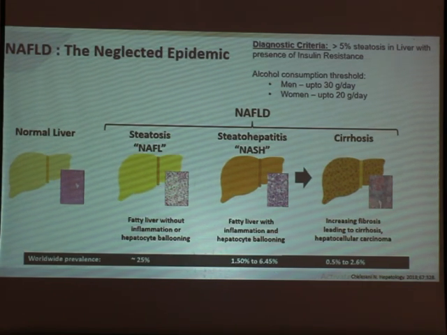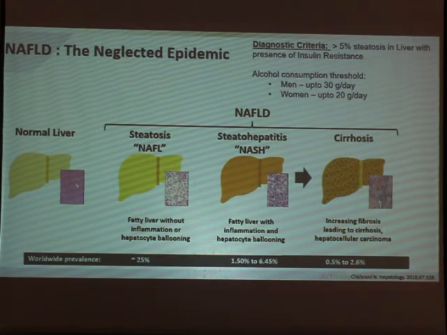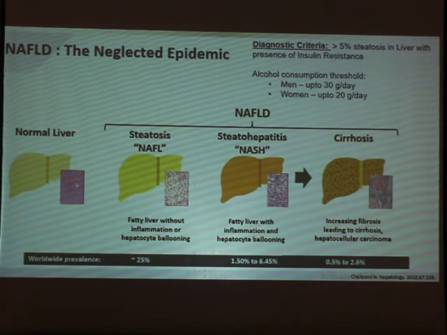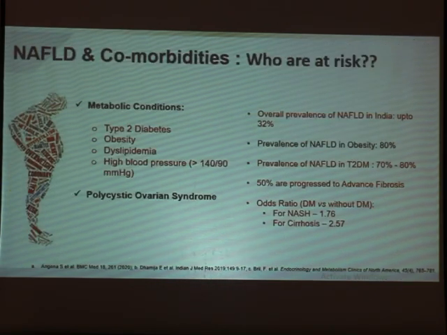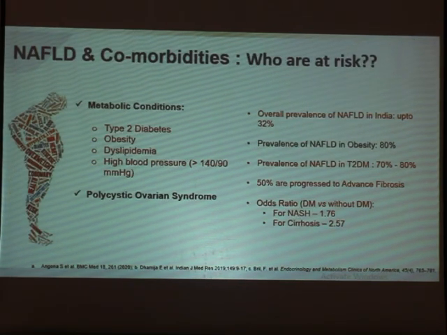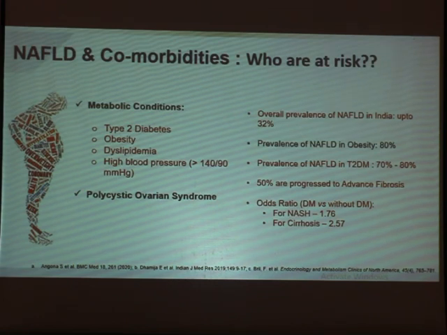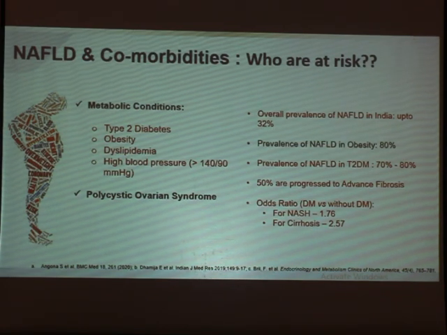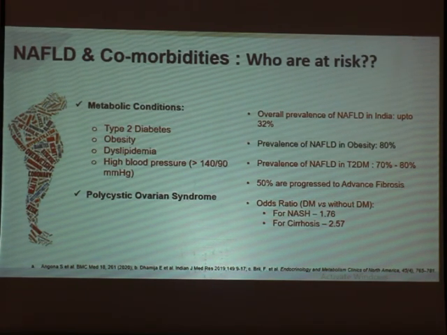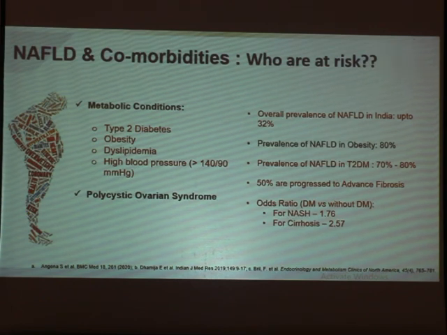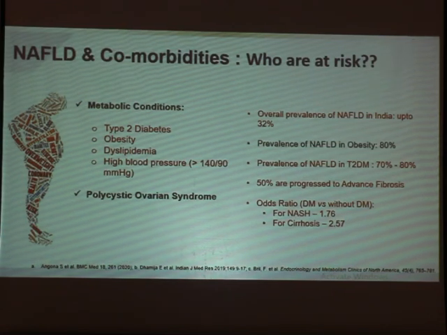And then we have cirrhosis, which shows increase in fibrosis leading to cirrhosis and increased risk of hepatocellular carcinoma. When we look at the comorbidities with NAFLD, who are the individuals at risk? So people with type 2 diabetes, obesity, dyslipidemia, high blood pressure, and PCOS. PCOS now also is termed as metabolic ovarian disease. So it goes hand in hand with that type 2 diabetes, which these women are at a high risk of developing in future.